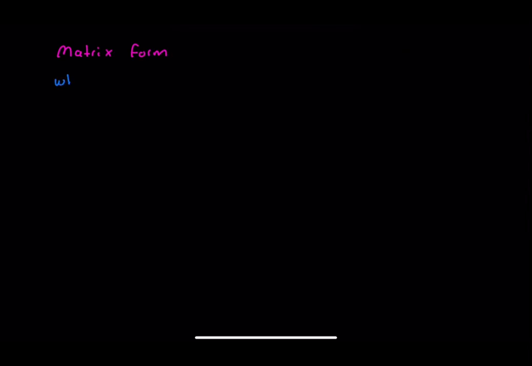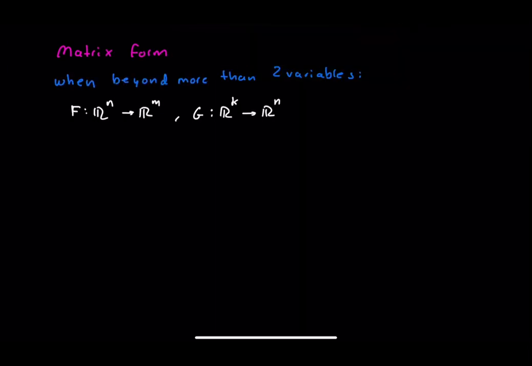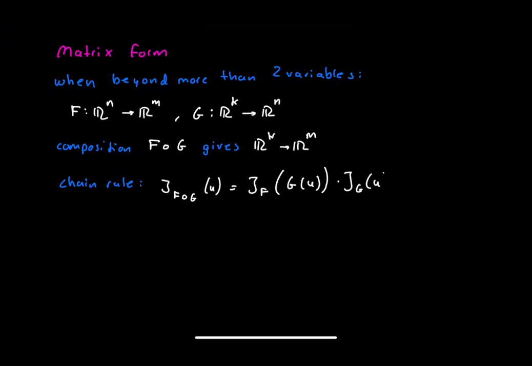In higher dimensions, we can write this compactly using Jacobian matrices. Suppose capital F maps Rn to Rm and capital G maps Rk to Rn. Then the composition F circle G maps Rk to Rm. The chain rule says the Jacobian of F circle G at u equals the Jacobian of F evaluated at G of u multiplied by the Jacobian of G at u. In short, Jacobians multiply. The derivative of a composition is the product of the individual derivatives, just like the single variable chain rule, but now in matrix form.